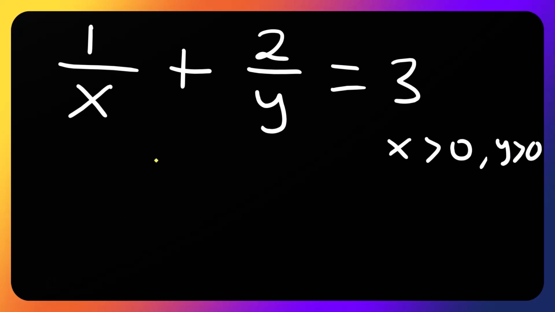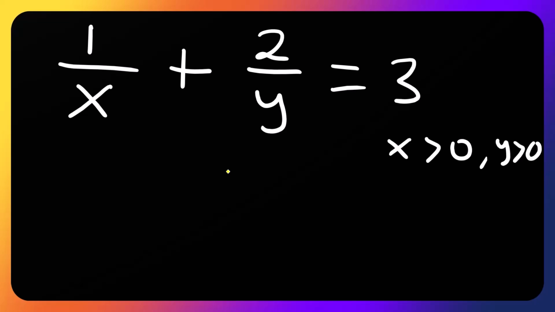Hello, let's solve for x and y here. It is expected that the values of x and y are all positive. So x is greater than 0 and y is also greater than 0. That is the condition in the question.